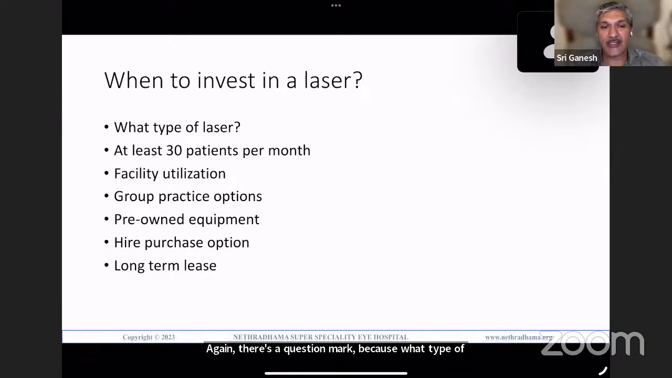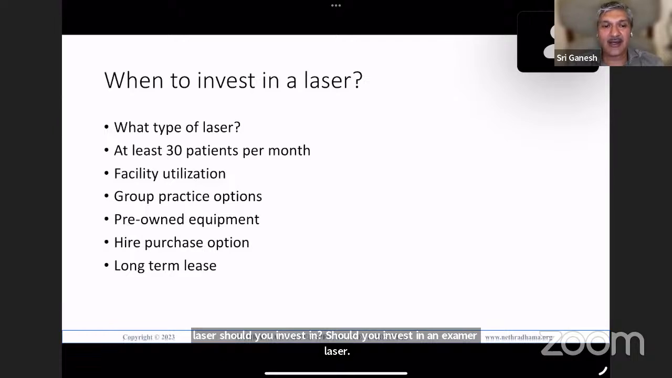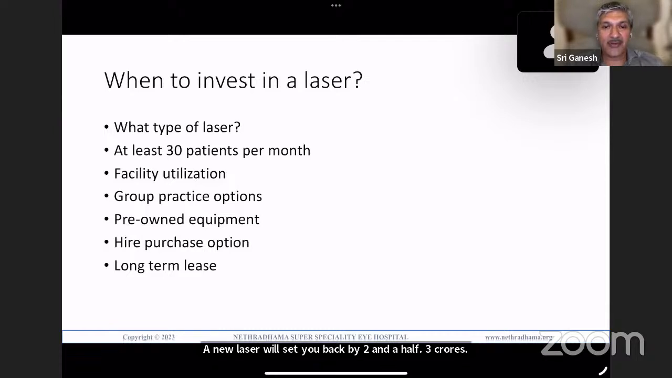Should you invest in an excimer laser or a femtosecond laser that does SMILE? If you're going in for a second-hand excimer laser, you can probably get one for about 1 crore, but a new laser will set you back by 2.5, 3 crores. For a femtosecond laser, which can do SMILE, it can vary anywhere from 4 to 6 crores. So it's a very big investment.